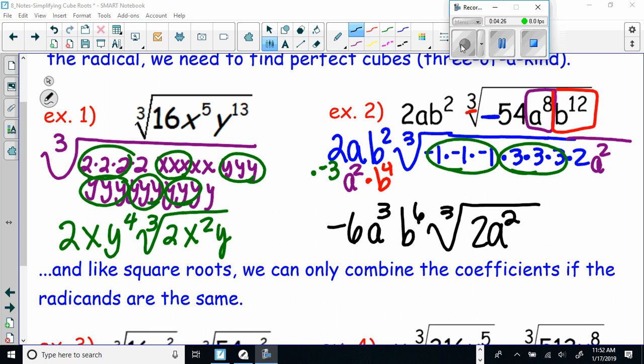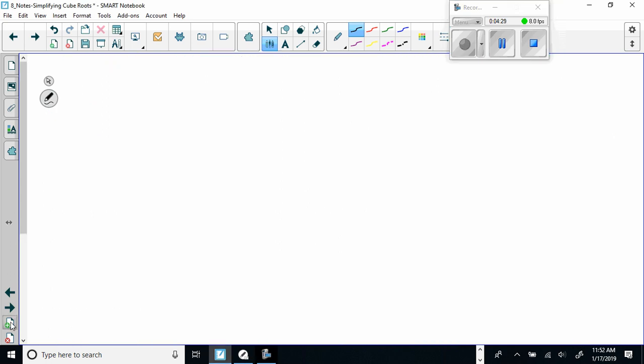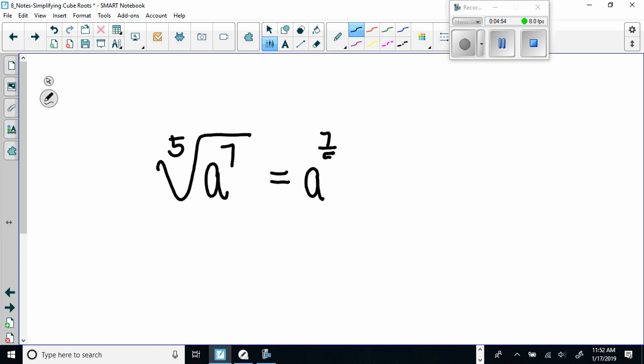So we're going to do more of this tomorrow. I'm going to come back and fill these out in just a minute. So if I have like the 5th root of a to the 7th power. We're going to do fractional exponents tomorrow. This means a to the 7th, and I'm really dividing that exponent by the index.